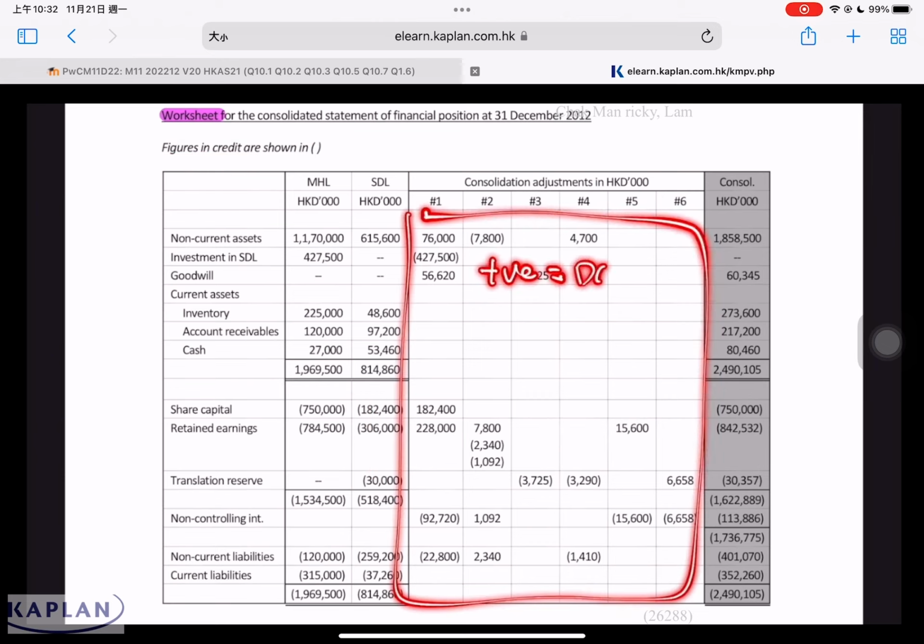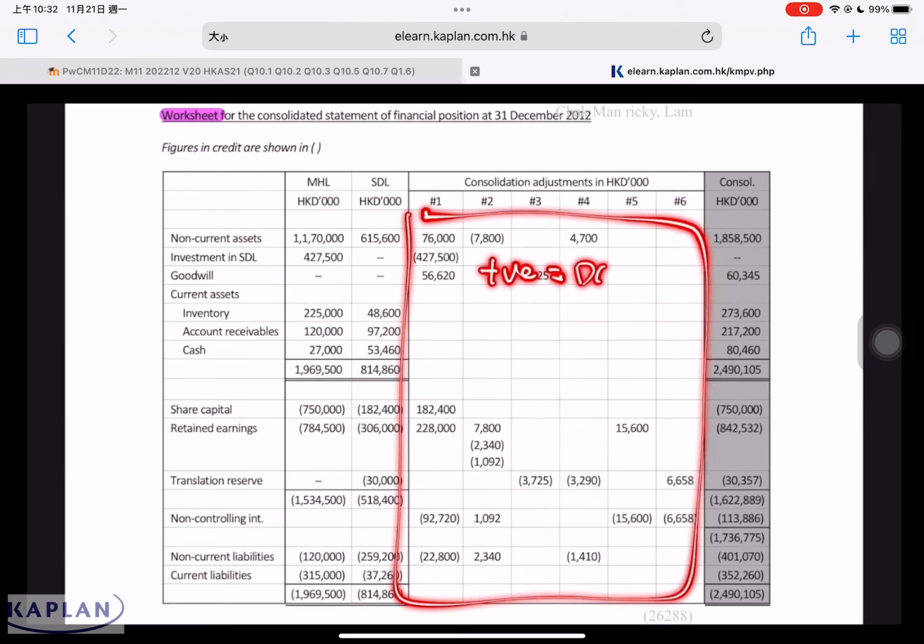The SDL column is the translated column. This is from part A of your own answer. This column will be used for part B. Translated amount for non-current assets 615,600, inventory is 48,600, accounts receivable is 97,200. All these will be used for part B. Then cash, share capital, retained earnings, translation differences we calculated earlier on, non-current liability, current liability. So that's the first step.